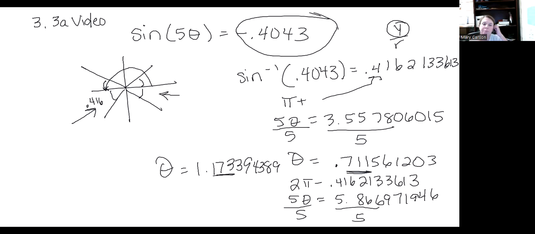But anyway, all right, so that was question 3. That was, again, one of the harder questions we had. All right, question 4. This one was a little bit easier. You had sine of 7 theta equals 0.4614. And you want your values from 0 to 2 pi.